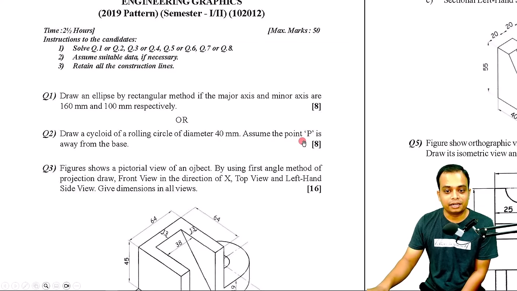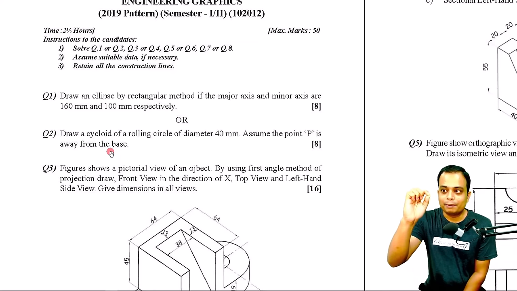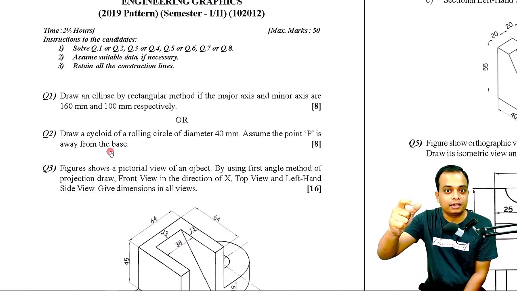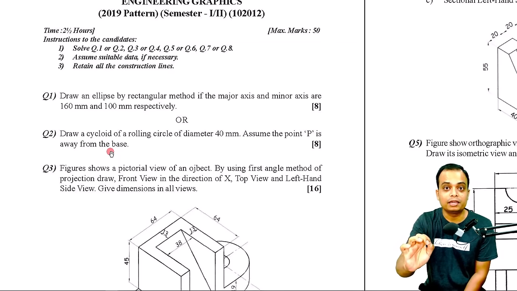Please read this sentence. Assume the point P is away from the base. A pure cycloid is when the point P is exactly on the circumference. If it is inside, it's a case of inferior trochoid. If it is outside or away from the base, it is a case of superior trochoid. I'll show you how it's done.